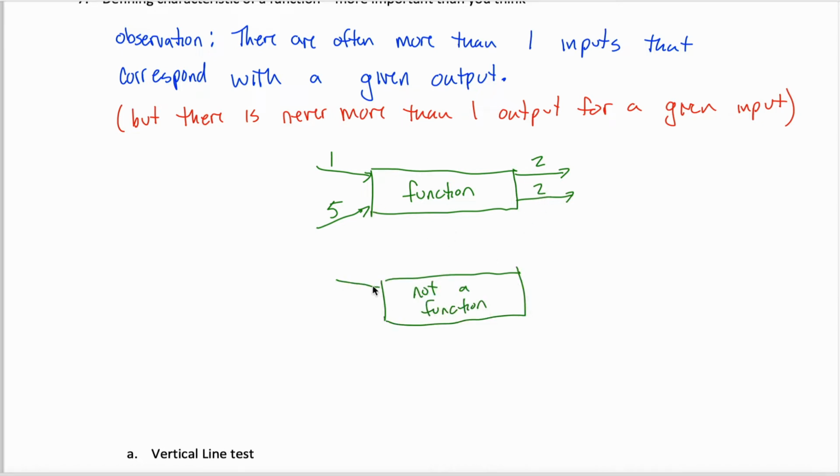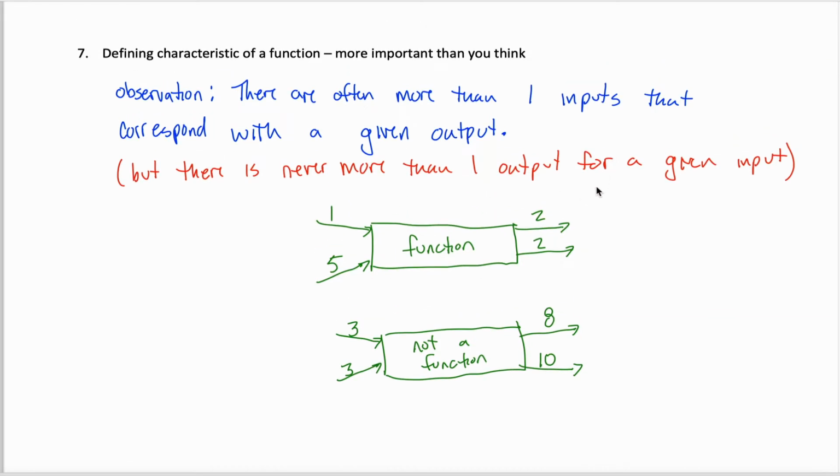But it doesn't make any sense to have some number like the number 3 go into a machine and have the number 8 come out of the machine if some other time when you put the number 3 into the machine, a different number like, I don't know, 10 comes out. You can't have two different outputs for a given input, but you can have two different inputs for a given output. And you're like, yeah, whatever, who cares? Well, that's more important than you might think.